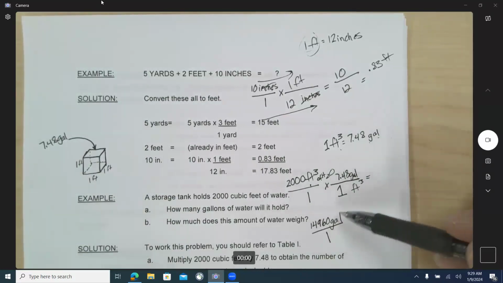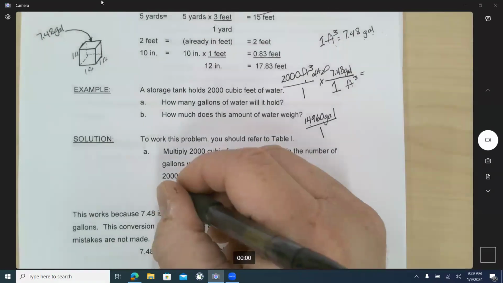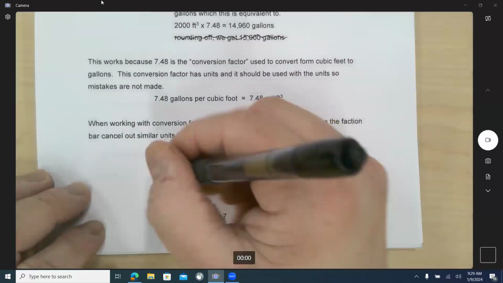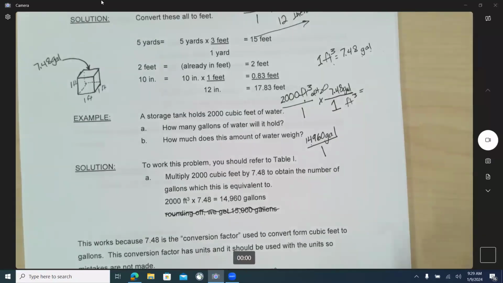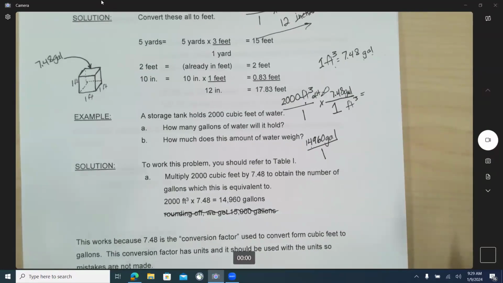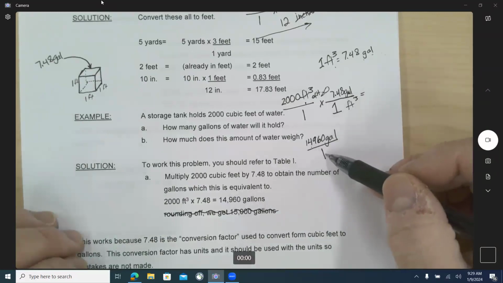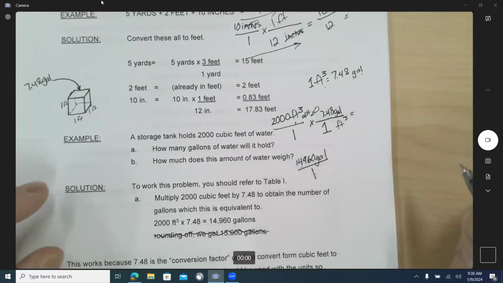Well, this is the answer for A, 14,000. Okay, I said we could cross something out and cross that off, and then this one down here, you can, yeah, go like that. We're not rounding to 15,000. It's a whole number, 14,960 gallons, okay? So now that I have 14,960 gallons over 1, just like before, how much amount of water does this weigh?